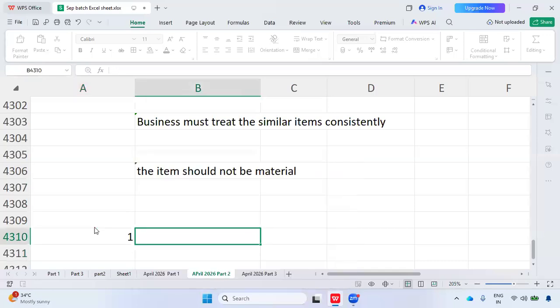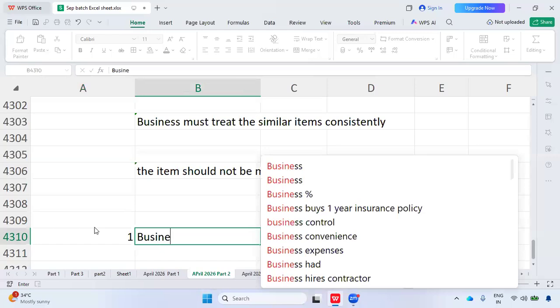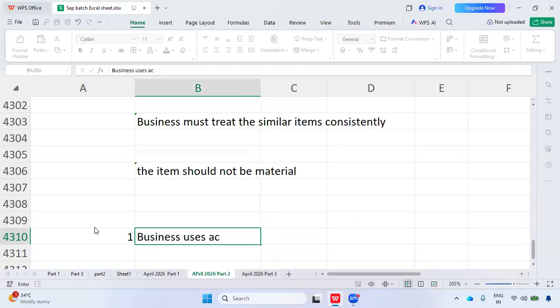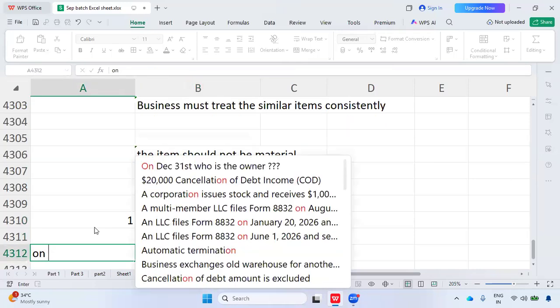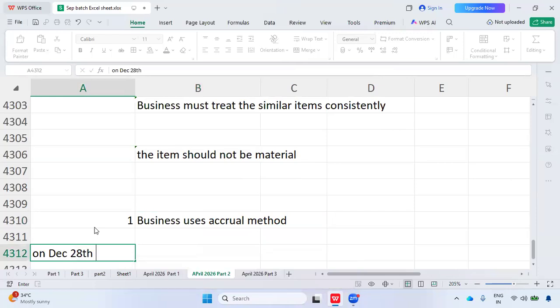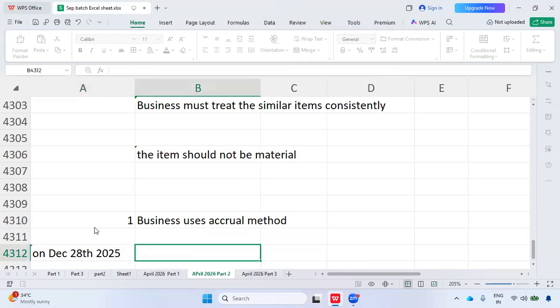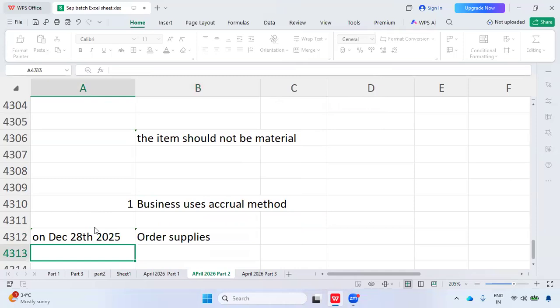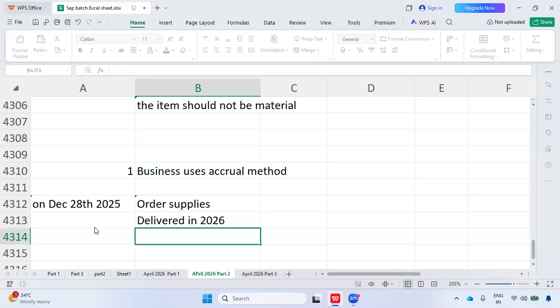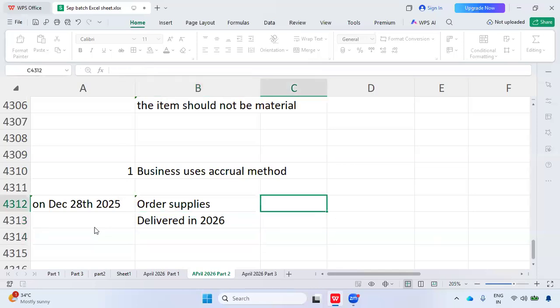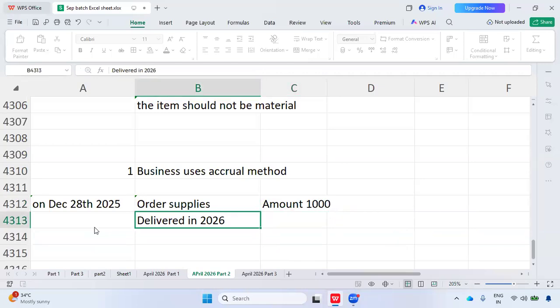The first example. Let's say there is a business, and the business uses the accrual method. On December 28th, 2025, the business orders some supplies, because they require some supplies. The supplies are delivered in 2026, and the amount is $1,000. Now tell me, can we claim the expense in 2025 or in 2026?